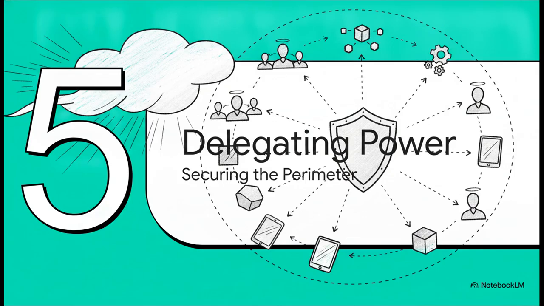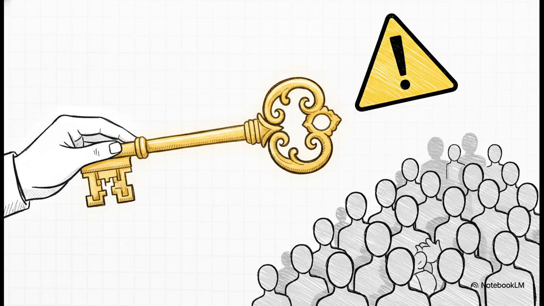Section 5, Delegating Power, Securing the Cloud Perimeter. I'm just going to say this flat out. Granting global admin access to everyone is an organization's most dangerous mistake, period. The global administrator role literally holds the keys to the kingdom. If everyone has it, just one single compromised password takes down your entire corporate infrastructure. That's game over. Granular delegation isn't just a nice-to-have, it's absolutely non-negotiable in cloud architecture.